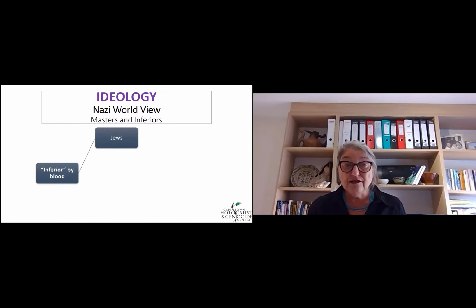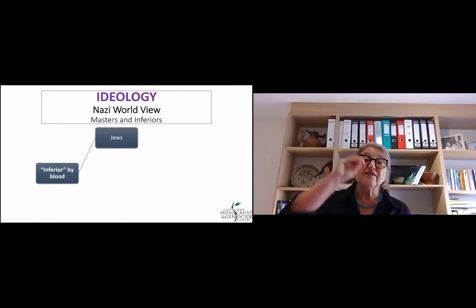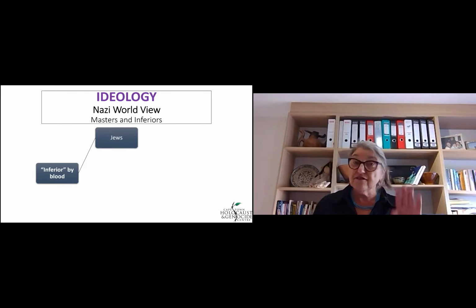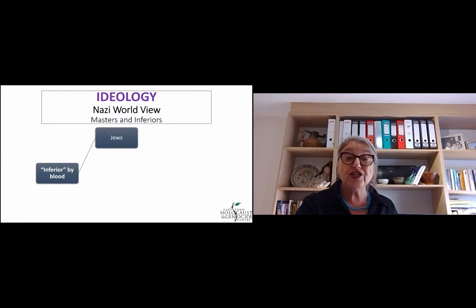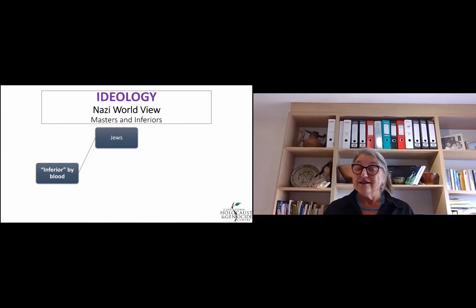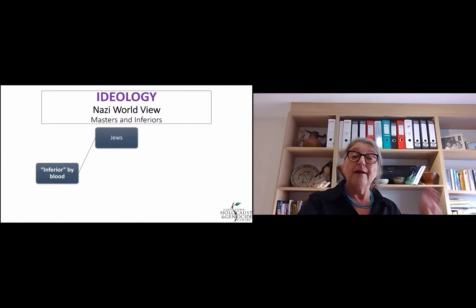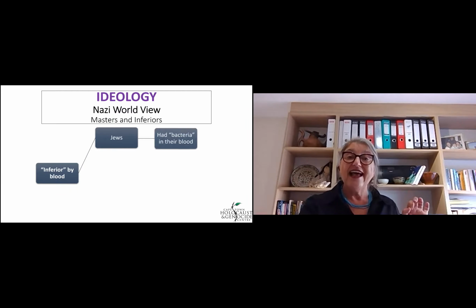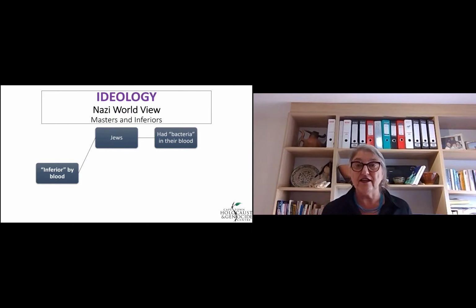Judaism is a religion, but the Nazis said that Jews were a race. It wasn't the first time this has been said, but they said that Jews have Jewish blood. Grade 11, there's no such thing as Jewish blood. There's no such thing as Muslim blood. There's no such thing as Christian blood. There's no such thing as Hindu blood. Blood is blood, right? Judaism is a religion. But the Nazis said, no, they're a race, and that they have bacteria in their blood, which is going to infect the pure German blood.